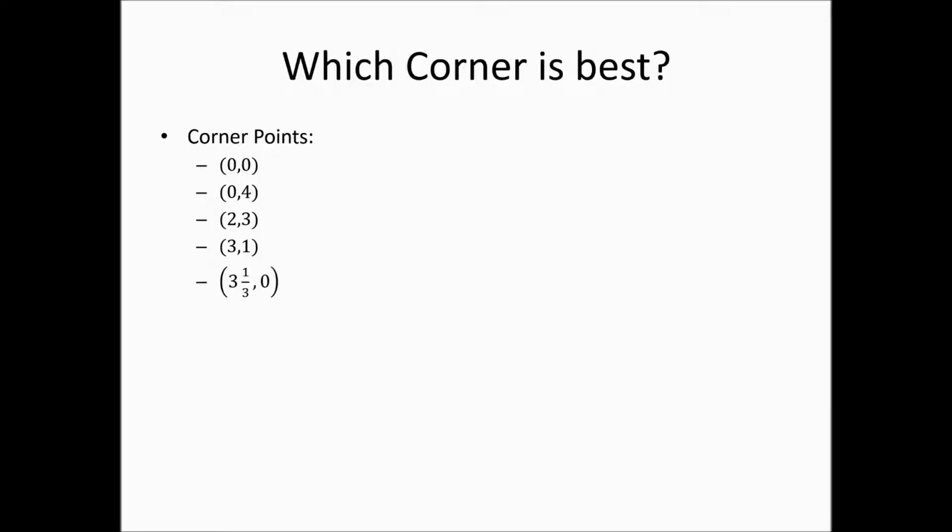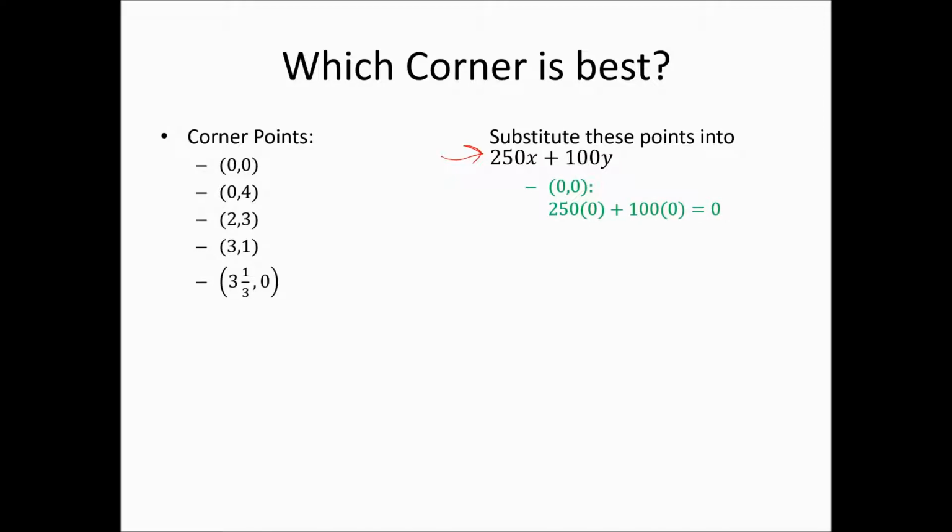So here are my corner points: 0, 0, 0, 4, 2, 3, 3, 1, and 3 1/3, which is 10 over 3, comma 0. Which one is best? Well, we want to substitute those points into my objective function, which is 250x plus 100y. So the point 0, 0, when x is 0 and y is 0, the whole thing is 0. That makes sense. If I don't make any lesson videos or any example videos, I can't sell them for anything, there's no profit.